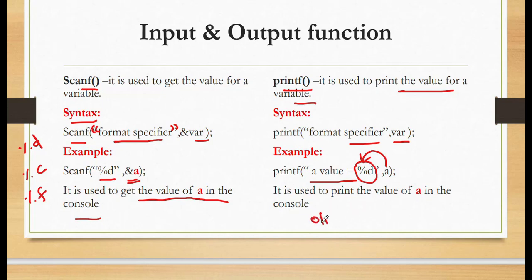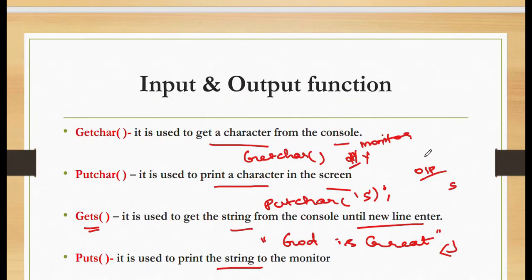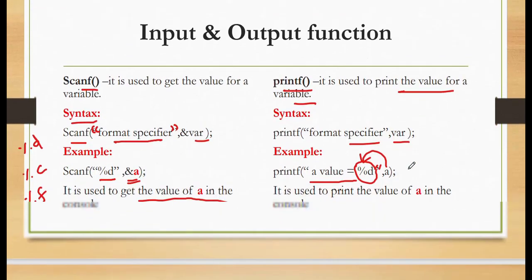So the output will be, if I entered here 5, so the output will be here. Whatever is within the quotation, it will print 'a value equal to'. So that will print as it is. Wherever it gives %d, that variable value will be printed. A value equal to 5. This is the use of input and output functions. So what are the input output functions? getChar, putChar, getS, putS, and scanf, printf.